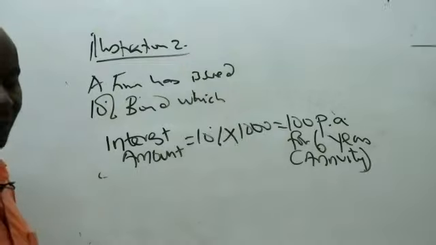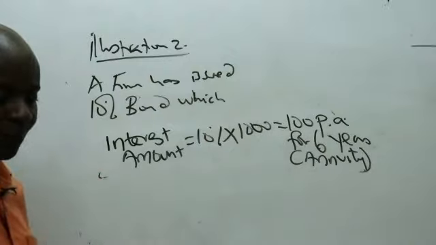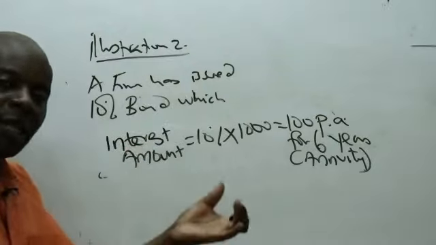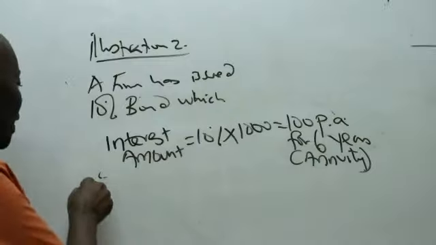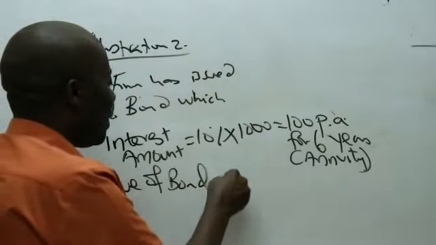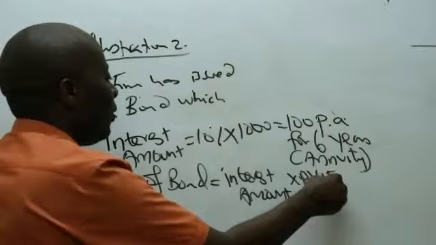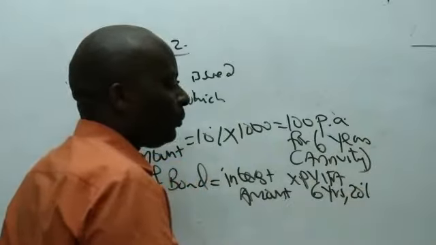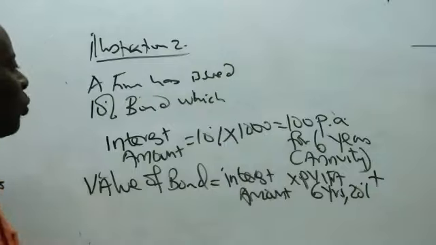This is an annuity. So for purposes of valuation, I'll discount this using PVFA. And then, of course, there is another lump sum amount, which is the redemption value. Redemption value we will receive at par. So how do we get the value of the bond? You will take the interest amount multiplied by the PVFA, 6 years, 20% cost of capital, plus the redemption amount, where the redemption amount happens to be the par value.